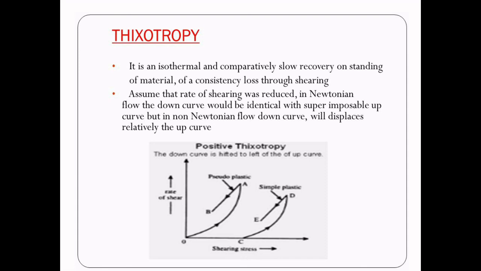In this slide you can see it is an isothermal, comparatively slow recovery on standing of a material of a consistency lost through shearing. Assuming the rate of shearing was reduced, in Newtonian flow the down curve would be identical and superimposable on the up curve, but in non-Newtonian flow, the down curve is displaced relative to the up curve. So this is mainly positive thixotropy, and the graph has been shown.